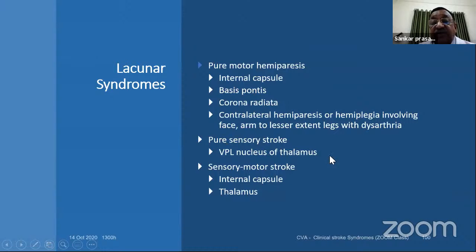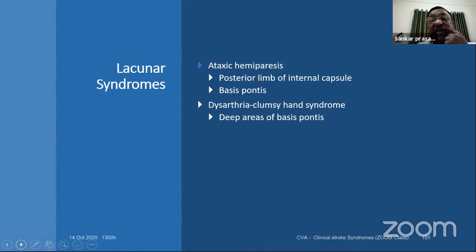Similarly, in the nuclei of the thalamus, the ventroposterior lateral nucleus, you get a pure sensory stroke, and this is the center for crude sensations of temperature, pain and touch. The sensorimotor stroke, internal capsule and thalamus can give rise to both types. Ataxic hemiparesis means on the same side you have hemiparesis and ataxia, and it happens in the posterior limb of the internal capsule and basis pontis. And dysarthria clumsy hand syndrome, deep areas of basis pontis.